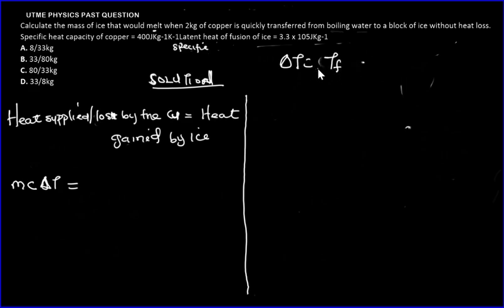Initial temperature of copper minus the final temperature of the mixture. So this is mc change in theta, the change in temperature, equals the heat gained by ice. Now we need to be very careful. Let me read the question again: calculate the mass of ice that would melt.